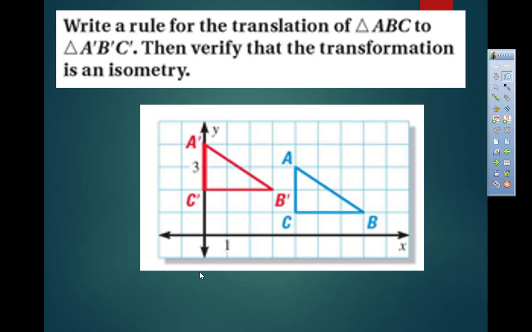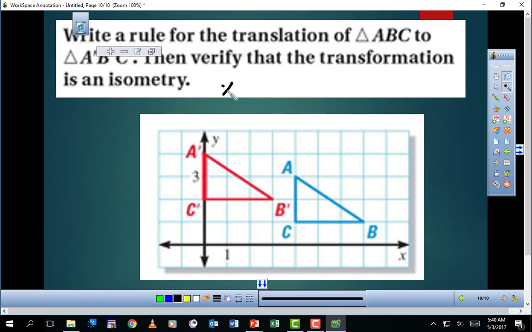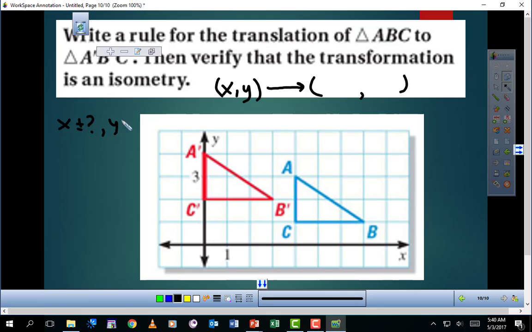Okay, well now we're doing a slightly different problem, and now you have to keep track of which one's which. And it says write the rule now. So basically what that means is we start off with x, y, and we need to tell what to do with x and y. The x's are either adding or subtracting, and the y's are going to be either adding or subtracting. So you're going to have to write something like x plus or minus some number, comma, y plus or minus some number. And that's what we're going to try to come up with.